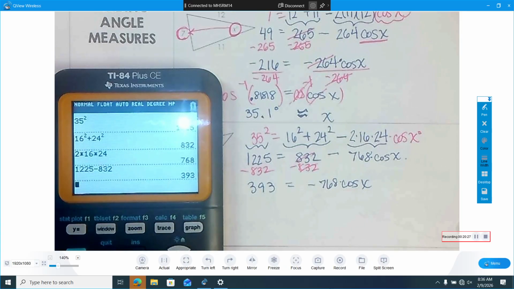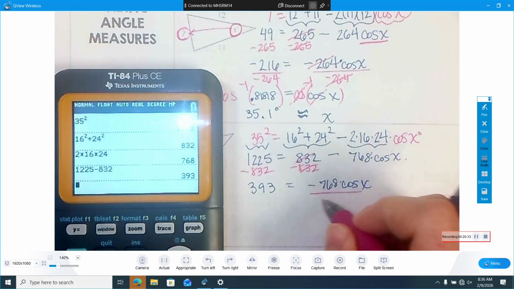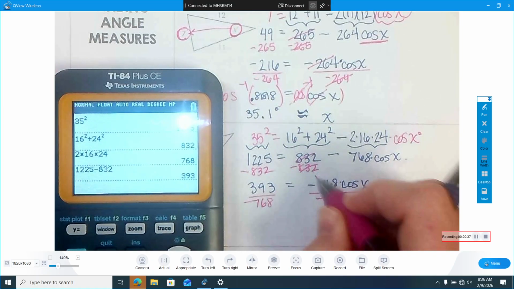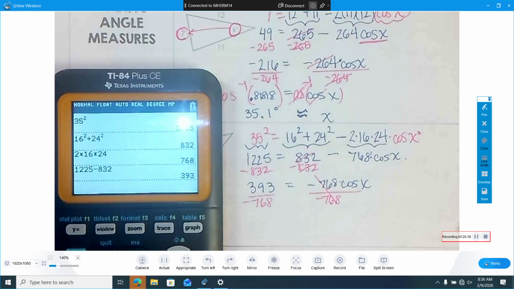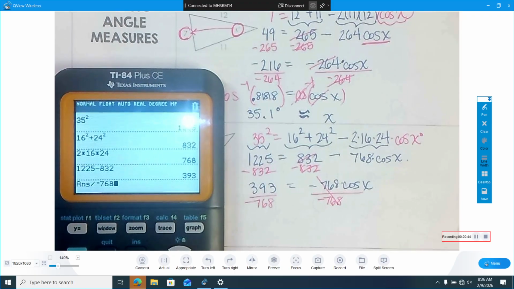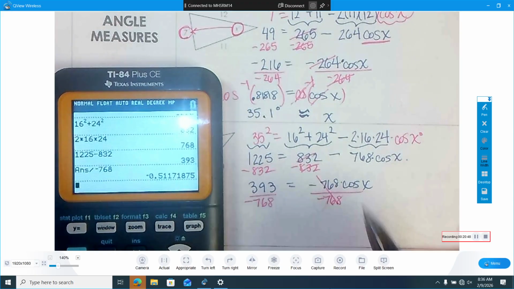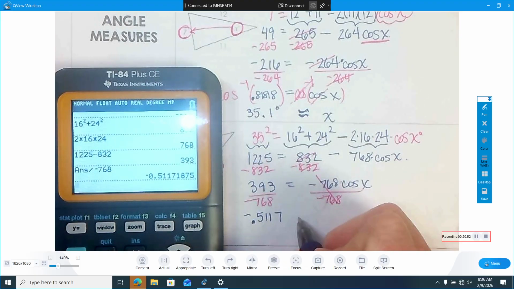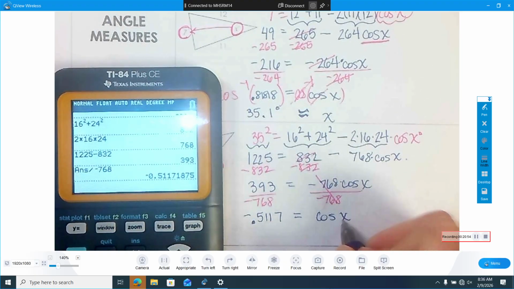Then what? Negative 768. Divide by negative 768. We want those whole numbers to disappear. So I'm just going to take my answer, divide by 768, and keep that running answer in there. It makes the math real quick. Minus 0.5117 equals the cosine of our angle.